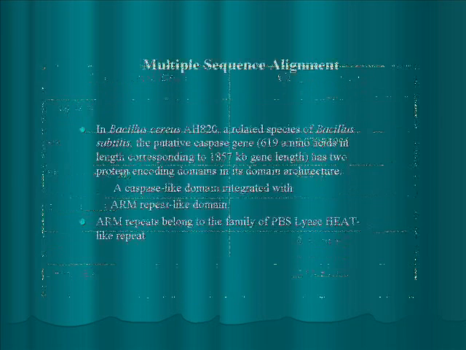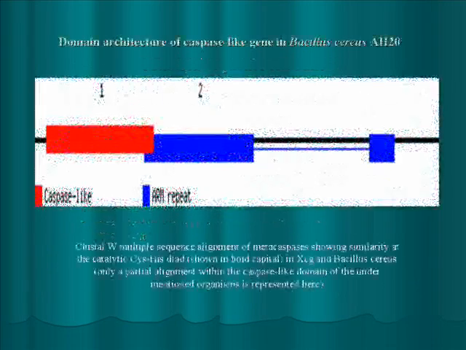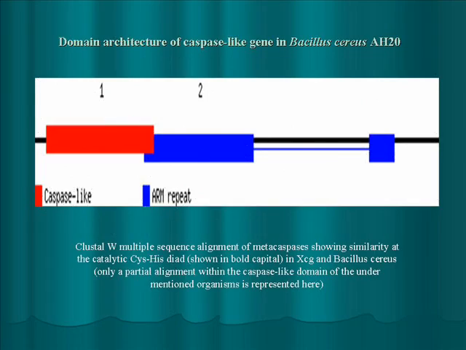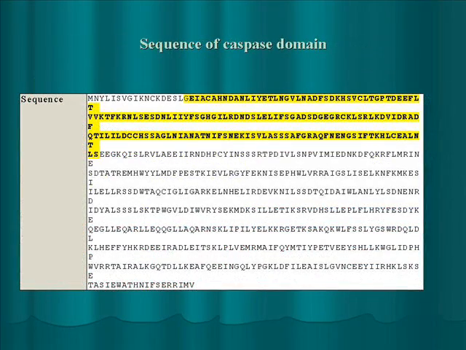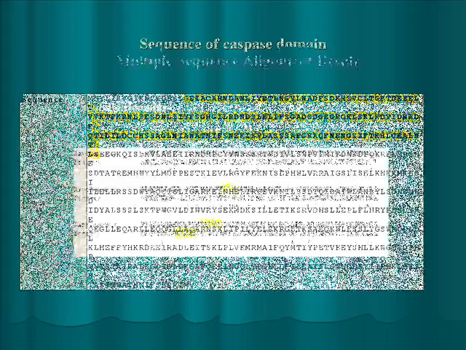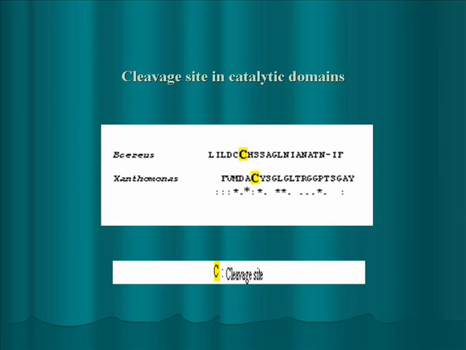We have retrieved protein sequences of Bacillus cereus and Xanthomonas species using databases such as NCBI and PubMed, and multiple sequence alignment was performed using ClustalW2. We have found the cleavage sites in the catalytic domain of cereus and Xanthomonas.